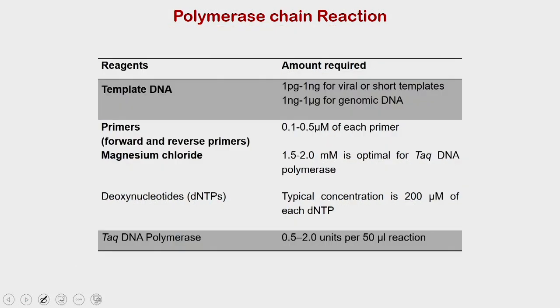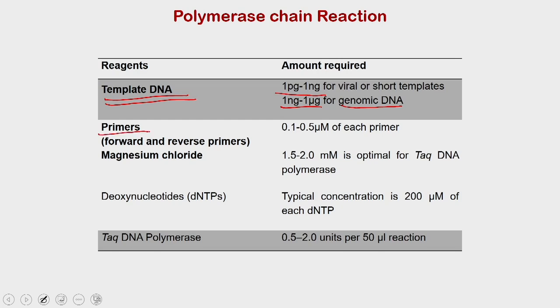For doing the PCR, these are the reagents you require. So you need a template DNA. This template DNA could be from different sources. What you can do is you can use 1 picogram to 1 nanogram for viral or the short templates, and 1 nanogram to 1 microgram for the genomic DNA. So the template DNA amount depends on the source of DNA you are using for amplification. If it is a bigger DNA, then you have to use into the microgram range. If it is a smaller DNA, then you can take the smaller amount.